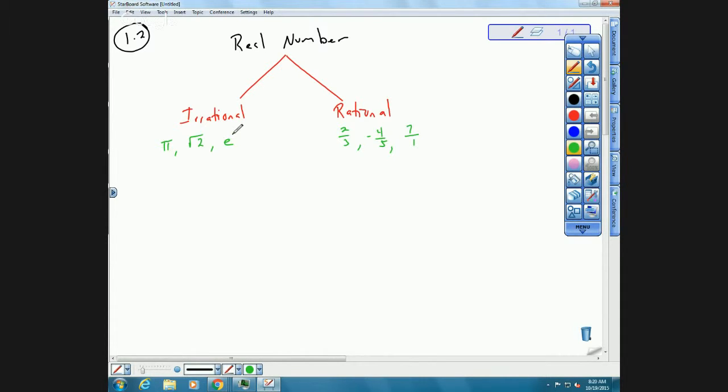What about the square root of 36? It would be rational because the square root of 36 is 6. So I know it fits under here.